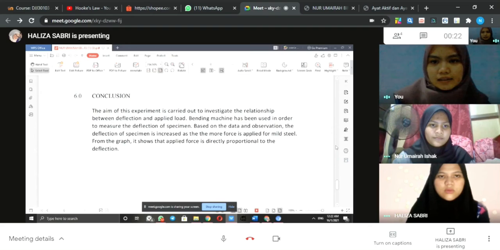From the graph, it showed that applied force is directly proportional to the deflection.